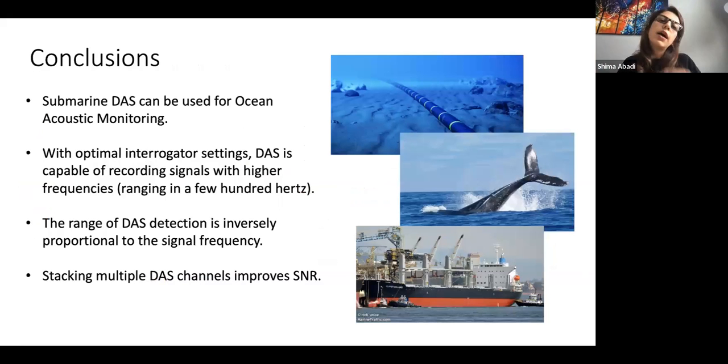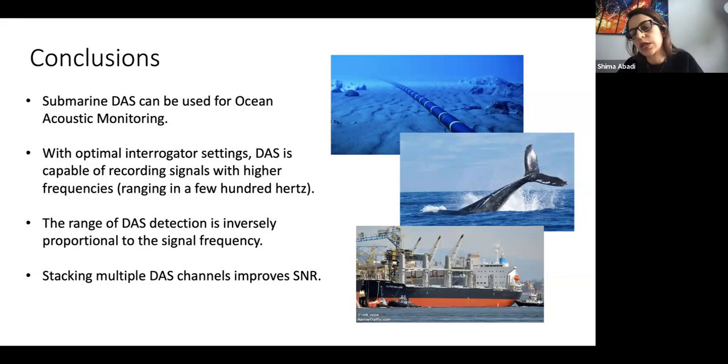Okay, just to wrap up, so we have time for discussion, what I wanted to show you is that submarine DAS can be used for ocean acoustics, but there are still so many things we need to understand. With optimal settings, we were able to record signals even at higher frequencies, a couple of hundred hertz. And we are trying to see if we can increase that, to go higher than that. There is literature showing that DAS can record up to 2500 hertz, but can we go higher than that if we go to a gauge length lower than 1 meter?